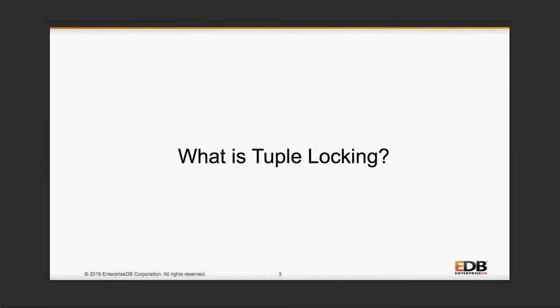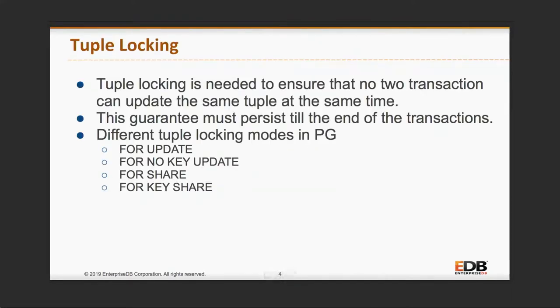So the basic thing first. Why do we need tuple locking? So that two different transactions can't update the same tuple at the same time. And this guarantee must persist till the end of the transaction.